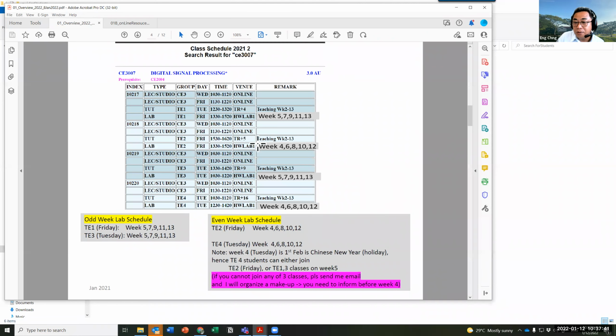Now, this is the schedule. We know that the schedule has changed from offline, meaning physical, to online only last week. So everything is very fluid. So go and check.